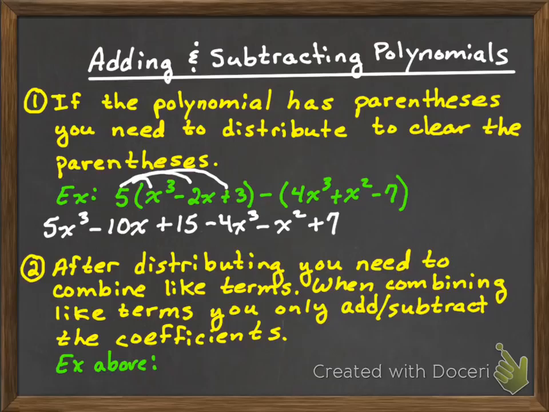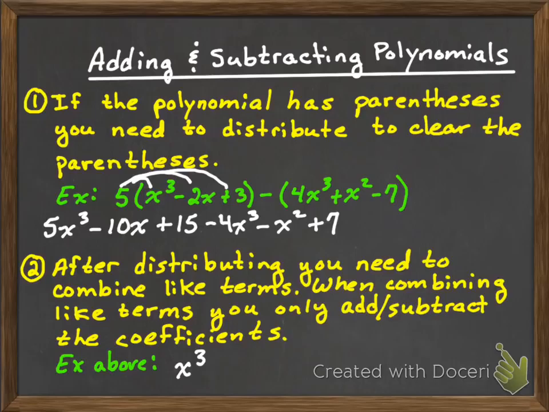So after you have distributed to get rid of the parentheses, your next step is going to be combining like terms. And when combining like terms, all you're going to be doing is adding or subtracting the coefficients. Now when I say like terms, it has to be terms that have exactly the same variable raised to exactly the same power. So in this example right here, we have a 5x cubed and we have a negative 4x cubed. Those will combine together to give us 1x cubed.